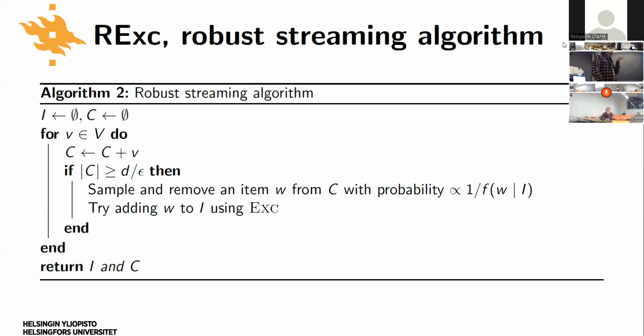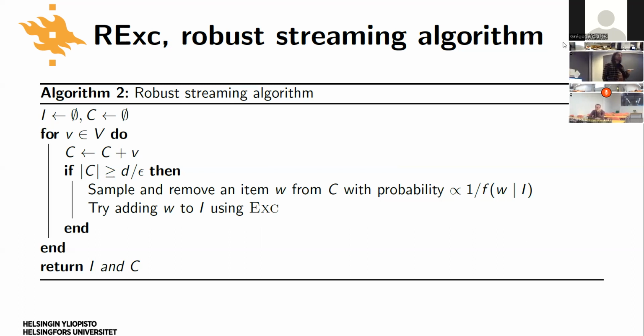you're going to sample an item and remove it from the C. And then with probability that is 1 divided by the gain of adding it to the current tentative solution. This means that items that have low gain, so the bad items, will get removed first from C, and then once we get that item, we will try to add that item to our tentative solution I. And we may succeed adding it, or we may fail adding it, but we try adding it and then see if we can add the item. And that's the algorithm essentially.